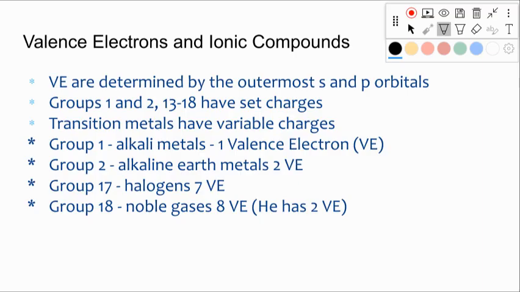Group 2 has 2 valence electrons. They're called your alkaline earth metals. Group 17 are your halogens, and they have 7 valence electrons. And group 18 are your noble gases. They have 8 valence electrons because they would have a full s and p orbital. The exception is helium because it only has 2 valence electrons.